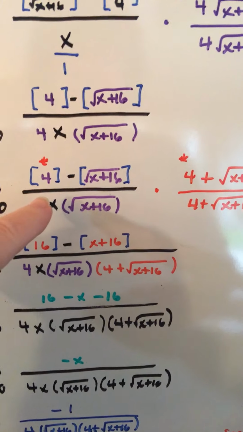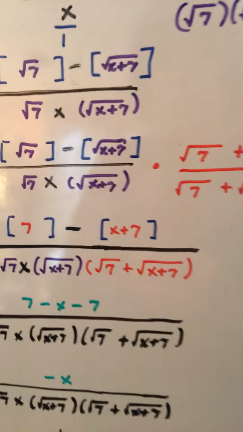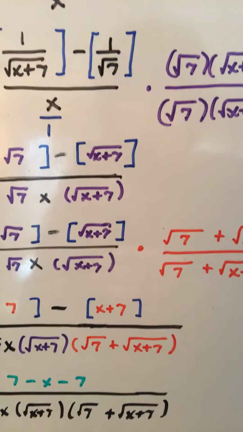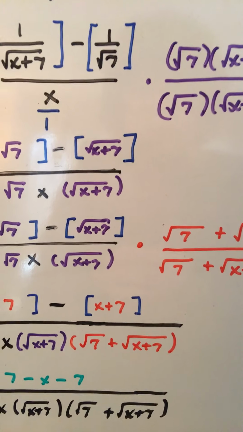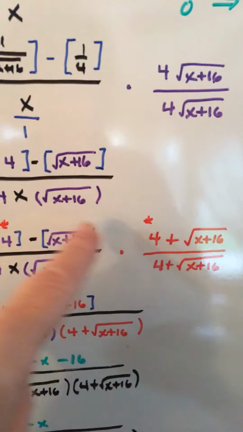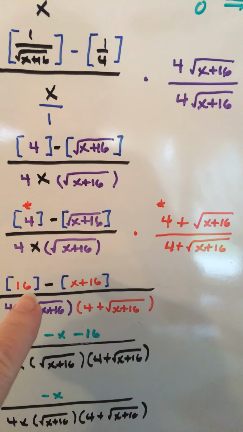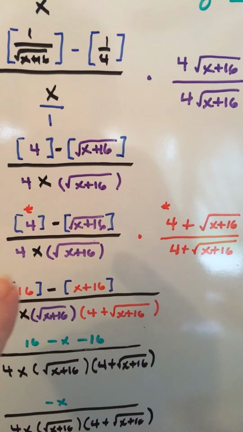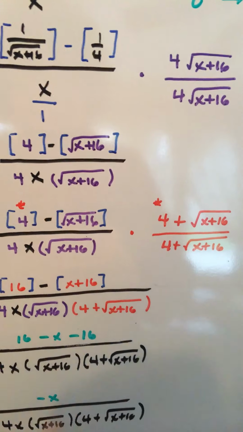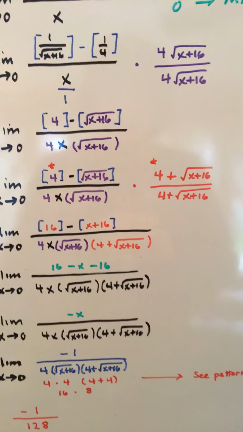Now careful. In this one over here, we had root 7 times root 7, and so we just got 7. We didn't have to think. But here, 4 times 4 is not 4. It's going to be 16. Notice you'll know you've goofed up if these two numbers don't match, because they must always die.